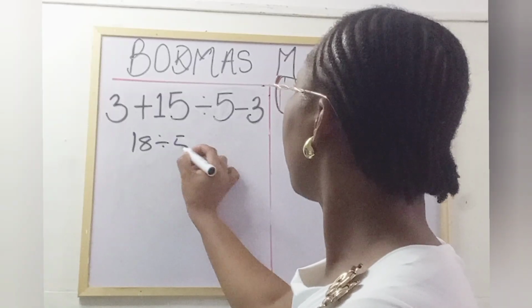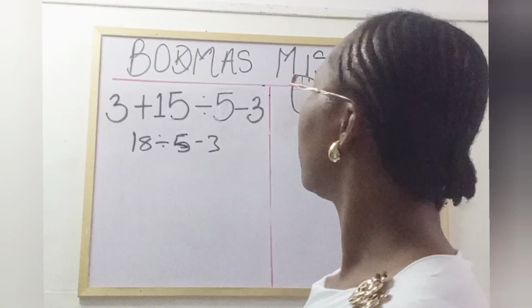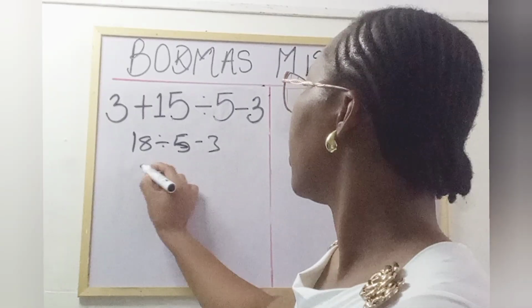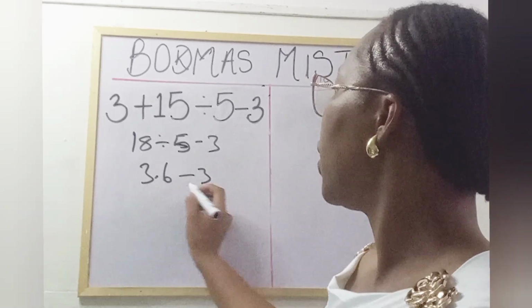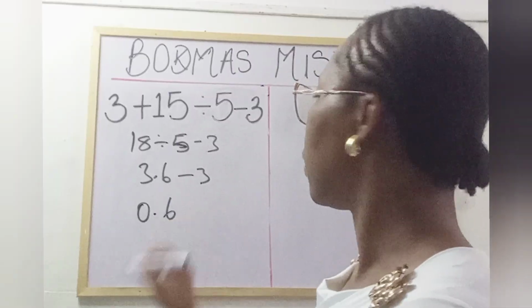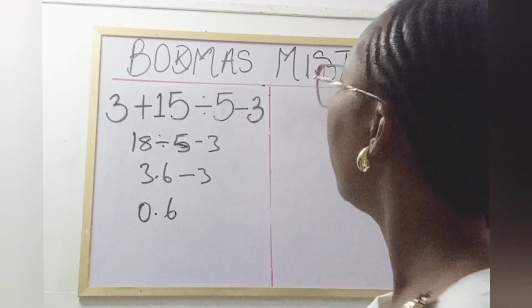Divide by 5 minus 3. 18 divided by 5 will give you what? 3.6 minus 3. 3.6 minus 3 will give you what? 0.6. Right? But you are wrong.